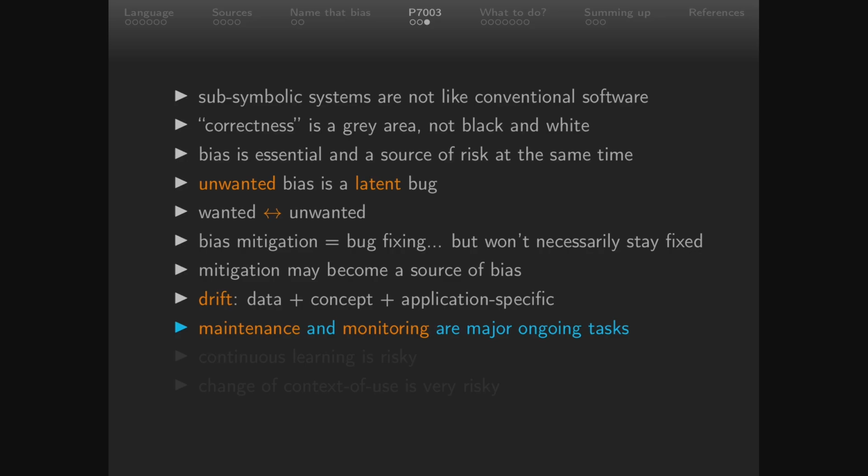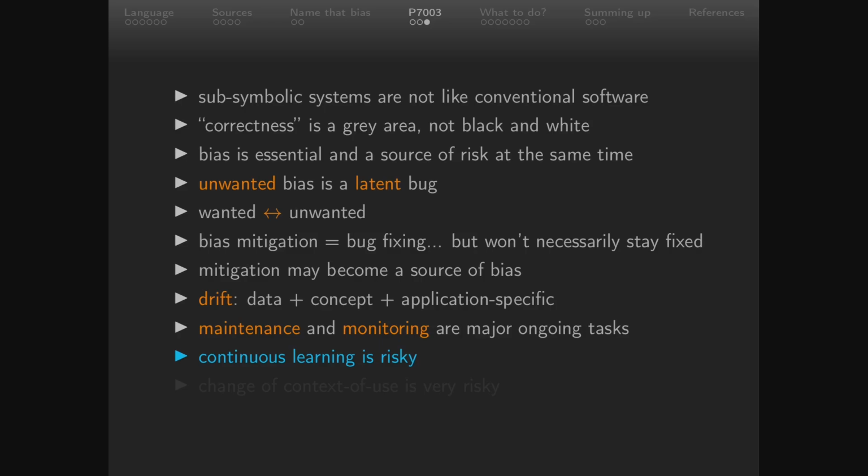What this all tells us is that maintenance of the system and monitoring of the system are major ongoing tasks, and that just because you've shipped the product, it's not the end. There's a huge amount of work, much more so than with conventional software, that goes on through the rest of the life. Oh, we can solve that problem. We just build in continuous learning. Does that make anybody feel safer or happier?